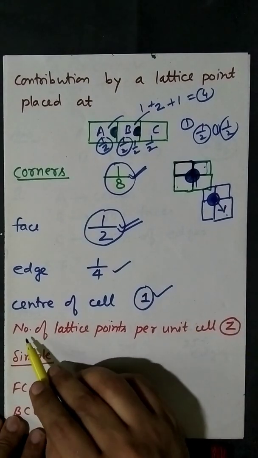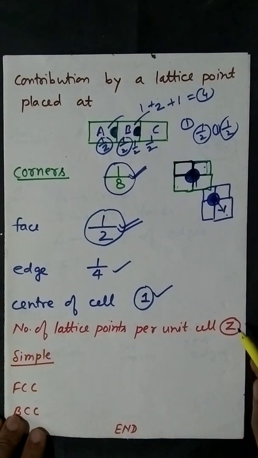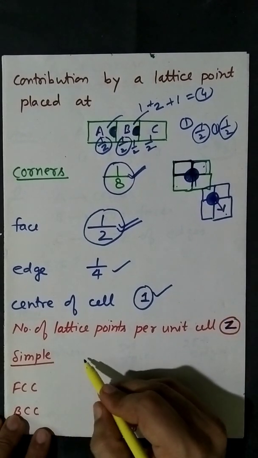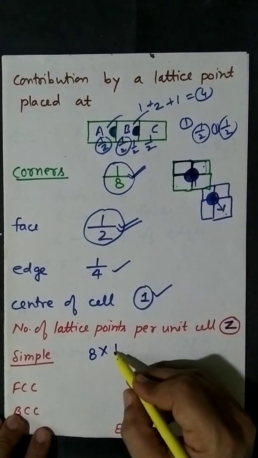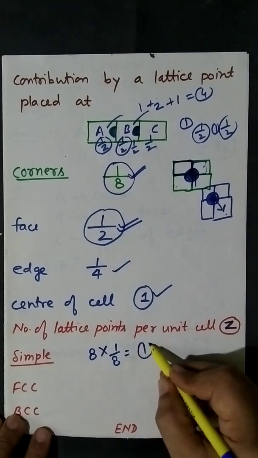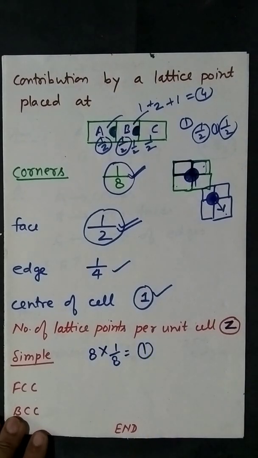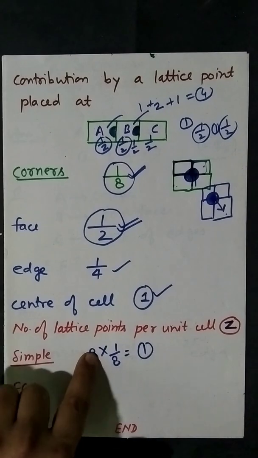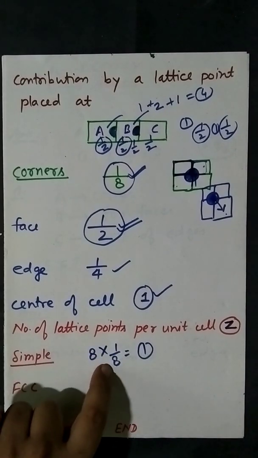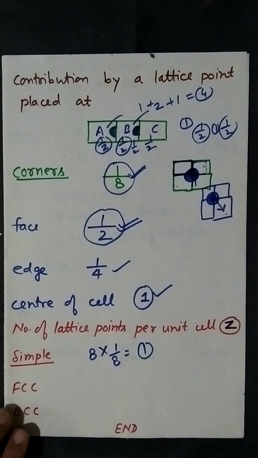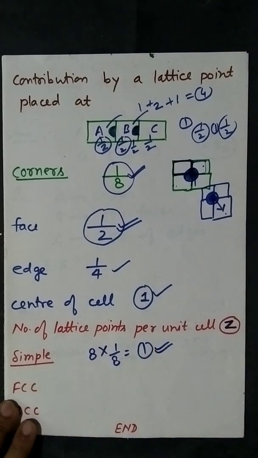Now you can calculate the number of lattice points per unit cell, which is symbolized by capital Z. For simple unit cell, we know there are 8 corners, and the contribution of each corner is only 1/8. So the total number of particles is only 1. I repeat, 8 corners, the contribution of each corner is only 1 by 8. So only one particle is present per unit cell in simple unit cell. Now calculate for FCC and BCC also.